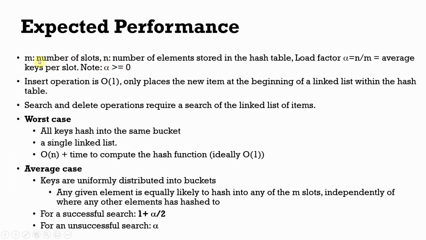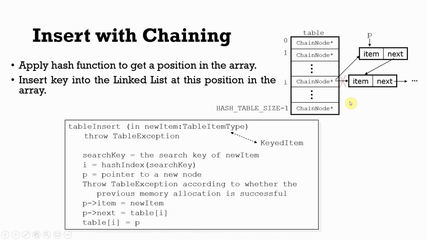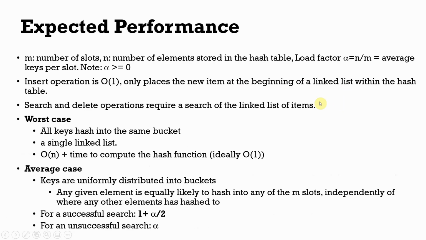Expected performance: if we have m buckets and n elements stored in the hash table, the load factor is alpha. Insertion is order of 1, because we just insert at the beginning of the list. Our hash function is order of 1, with a limited number of comparisons and operations. So it's order of 1. We don't do searching or probing.